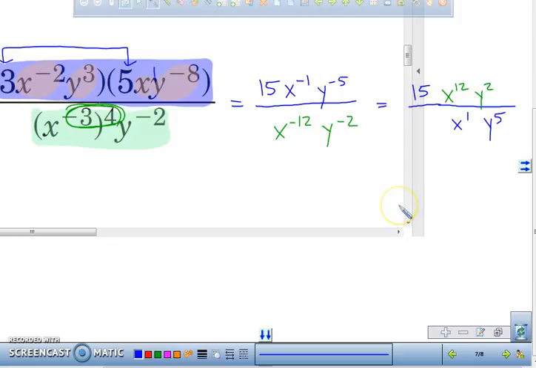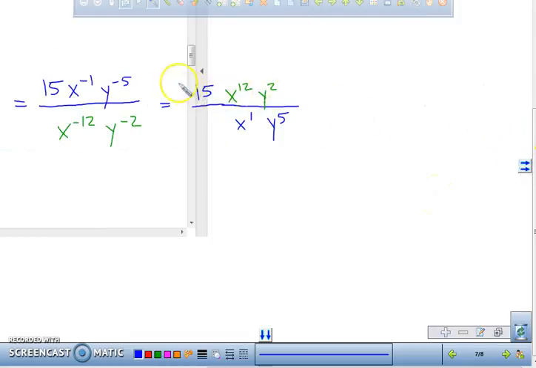So once again, before we move on, make sure you see we took x to the -12 and moved it up. We took x to the -1 and moved it down. And then we just basically exchanged places with our y values as well. Almost. This is not our total answer simplified.